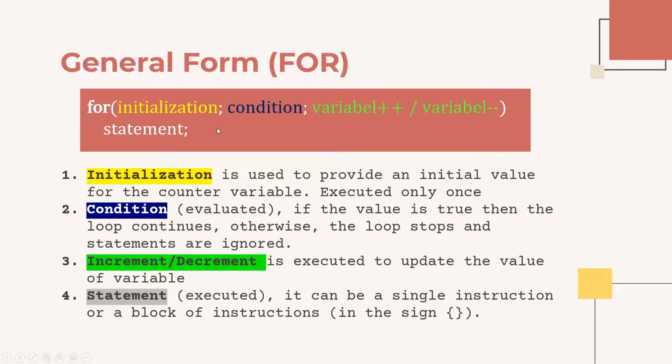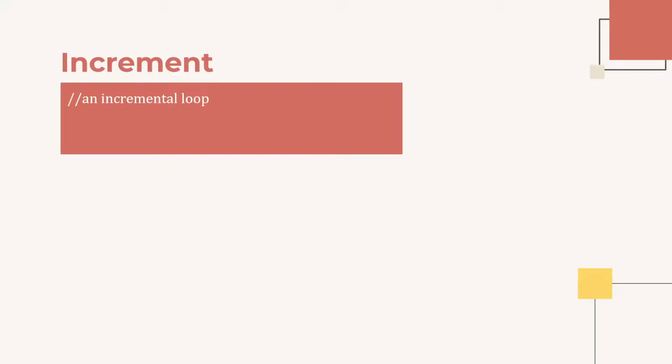Note that initialization and increment or decrement are optional. So we can create a program that only uses the condition without initialization and without increment or decrement. But it's important to be careful about the condition and initialization of the loop so we can avoid an infinite loop. Note that if we perform an incremental loop, the initial value of the defined variable must be less than the final value that is written in the condition or expression.